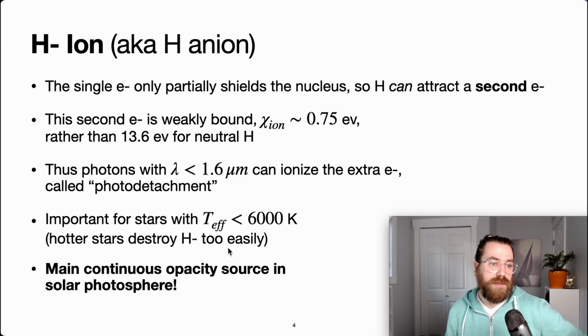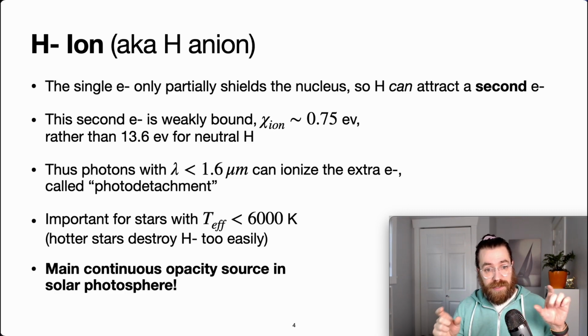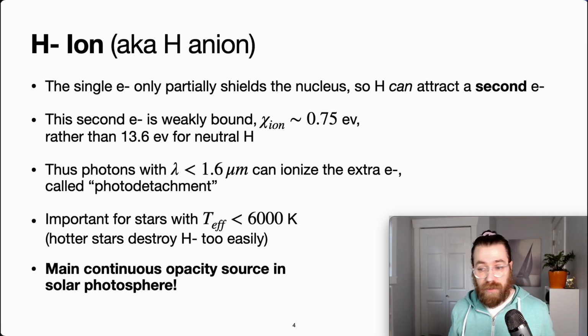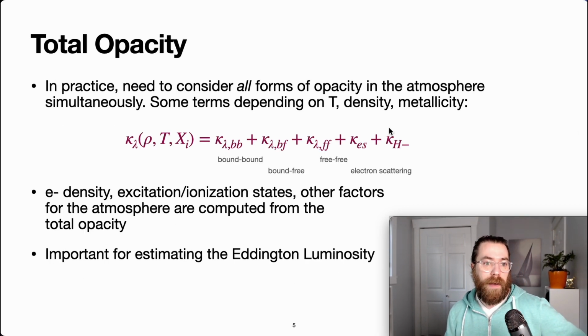The other reason you don't see it in hot stars is you need neutral hydrogen to get the extra electron. And so if it's too hot, then all the hydrogen is ionized anyways, and there's no way to form it. So what's really surprising is this is actually the main source of continuous opacity in the outer layers of the sun, in the solar photosphere. And it's actually really important for lots of cool stars. Okay, so this is sort of one of the missing opacity mechanisms.